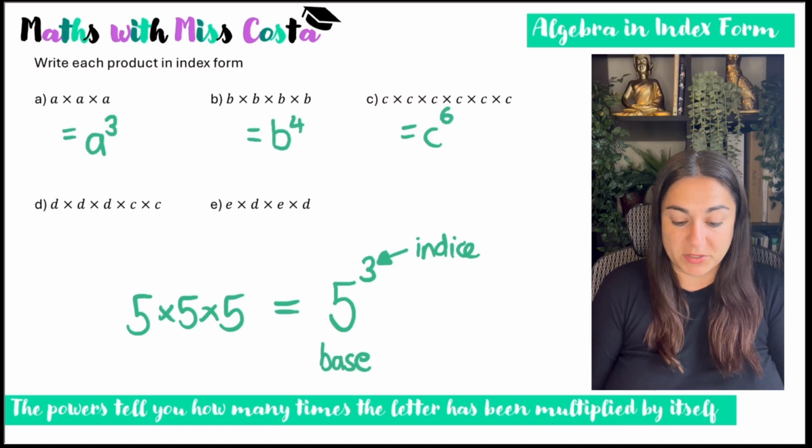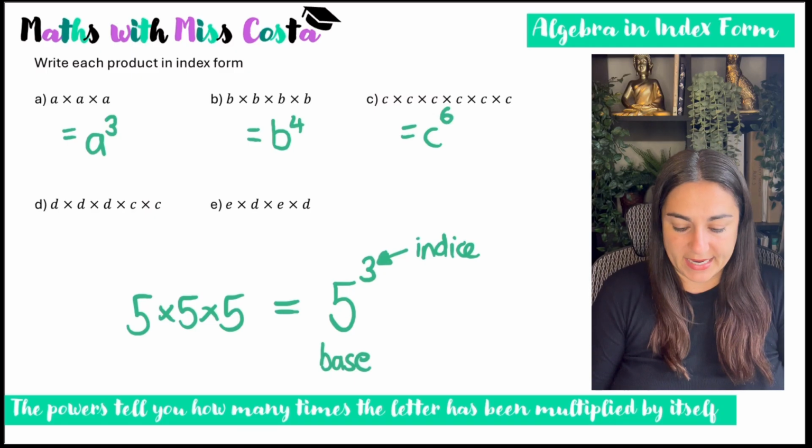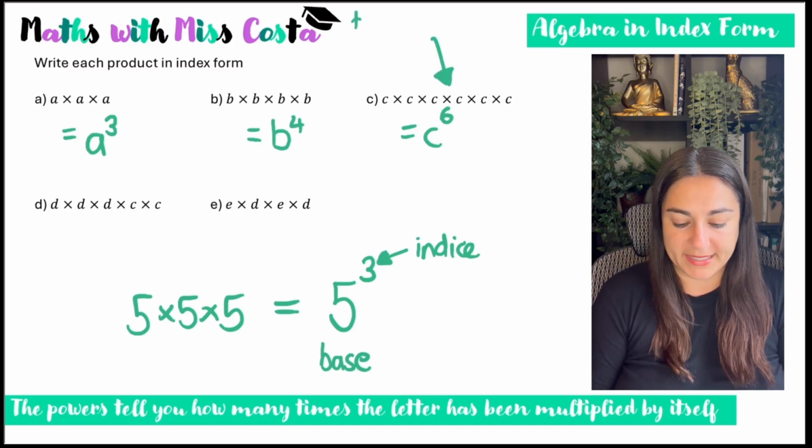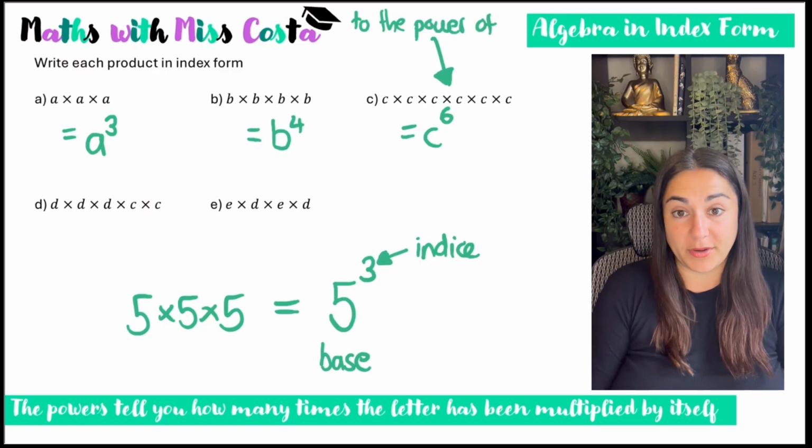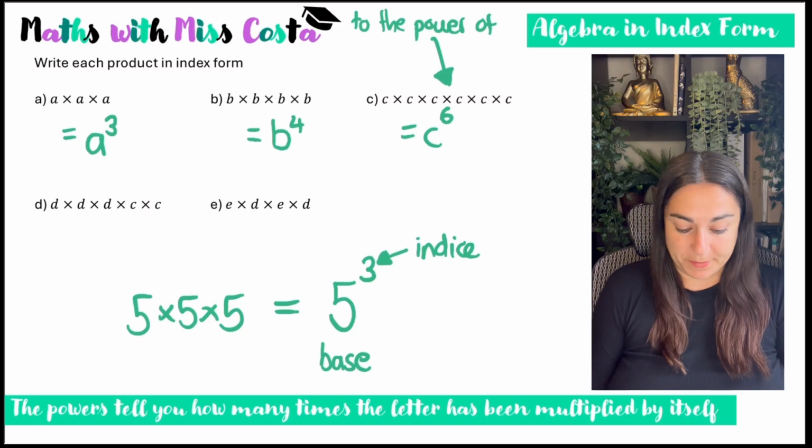So hopefully you're spotting the pattern. The little number here tells me how many times something is being multiplied by itself. And the way I say that is to the power of. So A to the power of 3, B to the power of 4, and C to the power of 6.